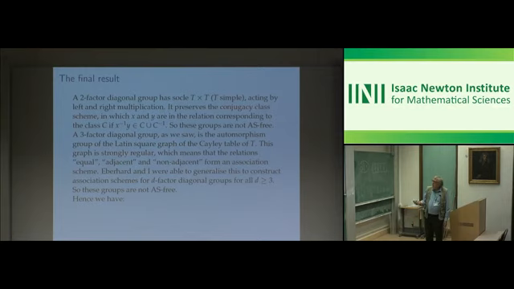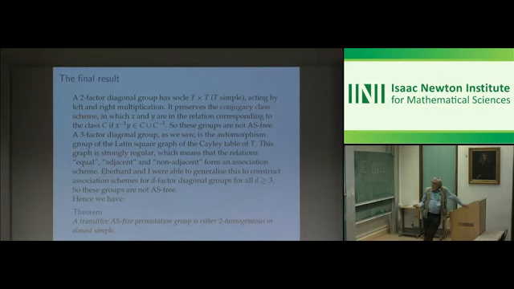What about more factors? Well, you can actually construct association schemes for D-factor diagonal groups for all D greater than or equal to 3. And this is what Sean and I were able to achieve last year. So there are association schemes preserved by all of the diagonal groups.